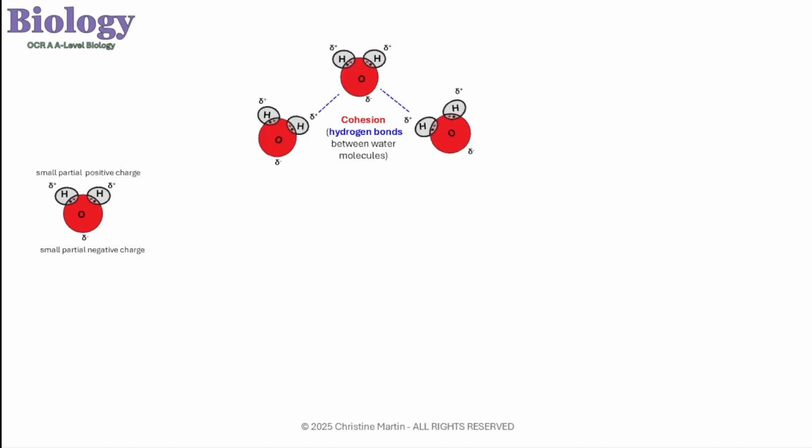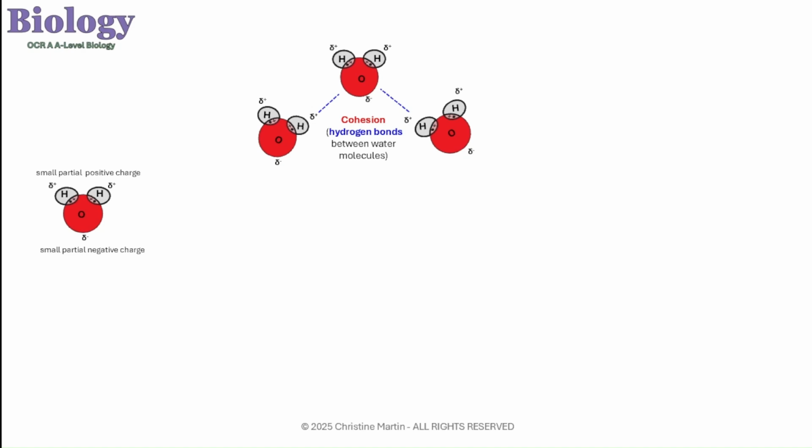Now, the oxygen atom in a water molecule is more electronegative than hydrogen and therefore attracts the shared electrons more strongly. This gives the oxygen atom a partial negative charge and each hydrogen atom a partial positive charge, making water a polar molecule. Now, due to this polarity, when two water molecules are close together, hydrogen bonds will form between them.